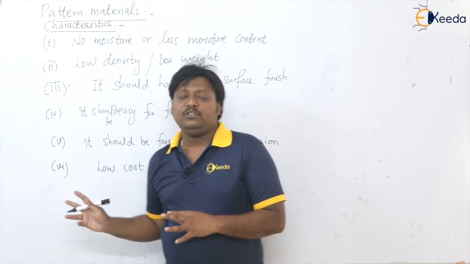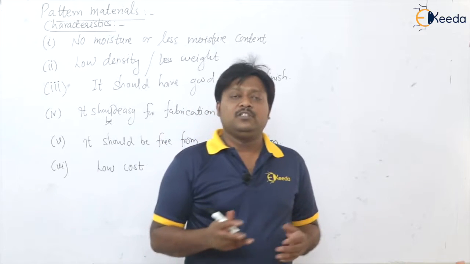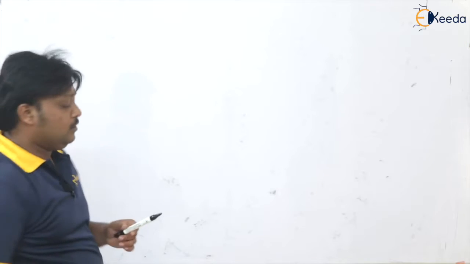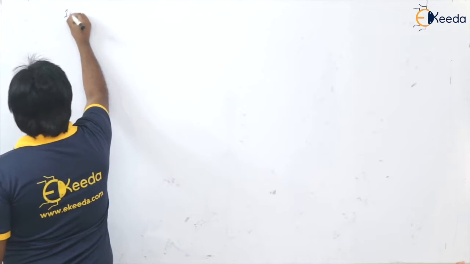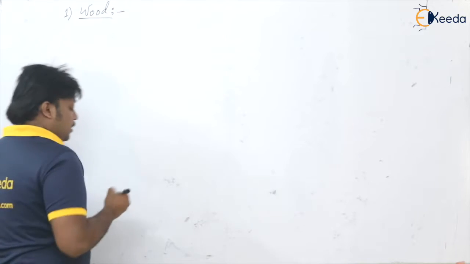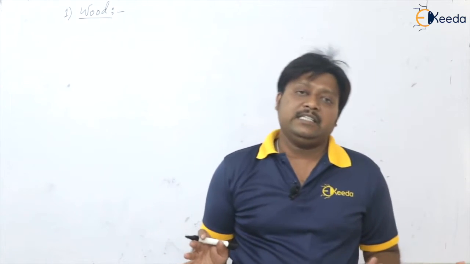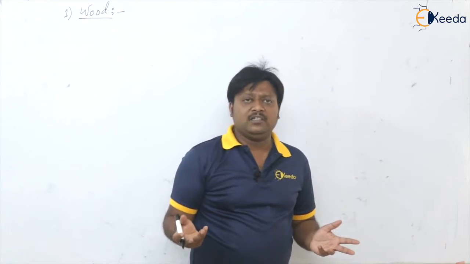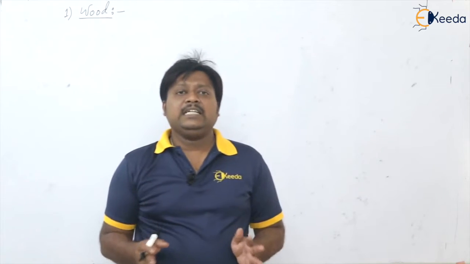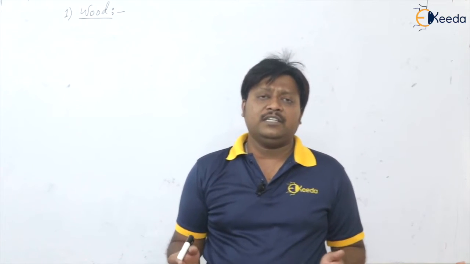Now, looking at these characteristics, which materials are available that can be used as the pattern material? So let us see it one by one. The first pattern material we will take is wood. Of course, if you talk about wood, maximum all the characteristics are satisfied except the moisture content. Yes, woods have moisture content, but we select such a wood that has less or no moisture content in it.